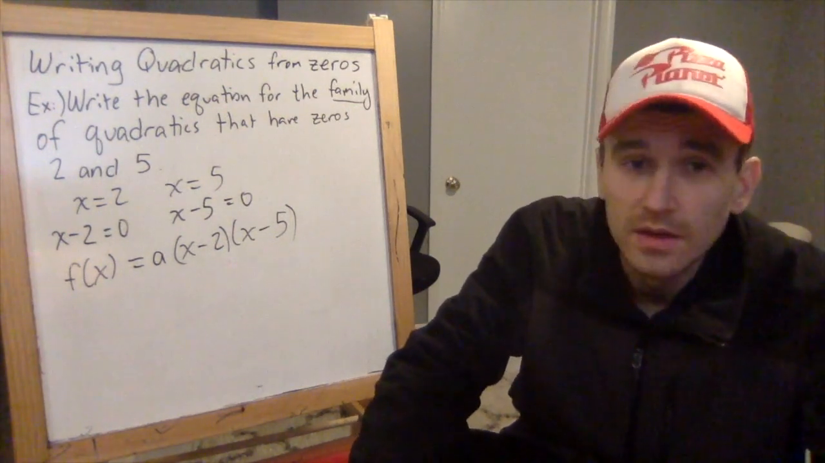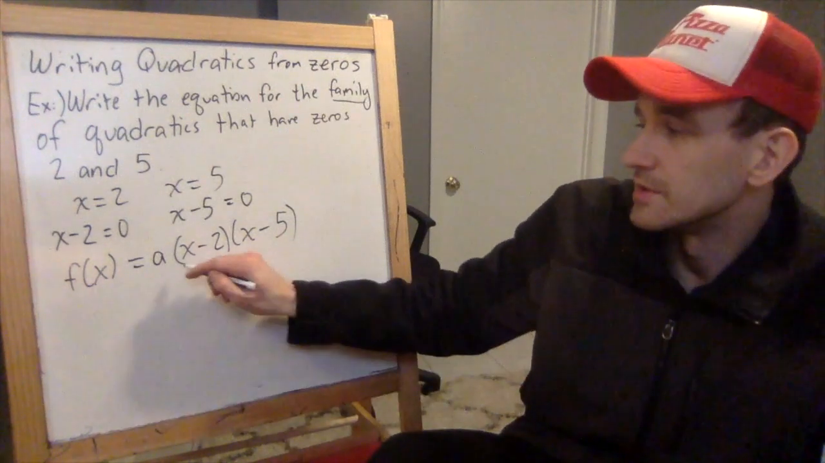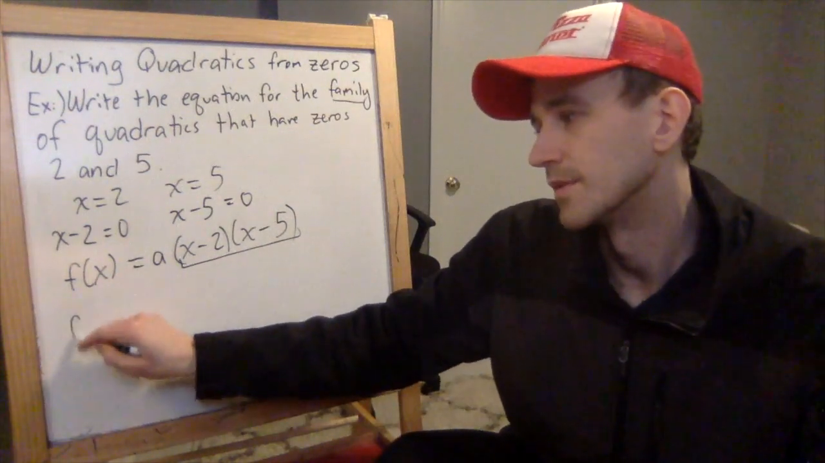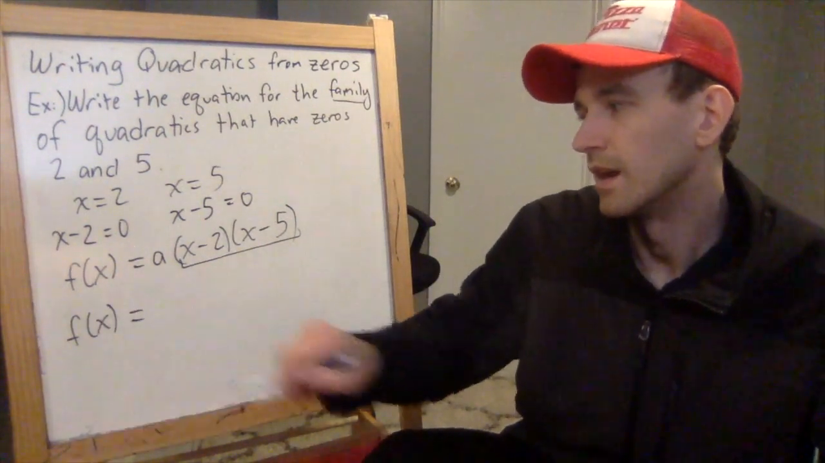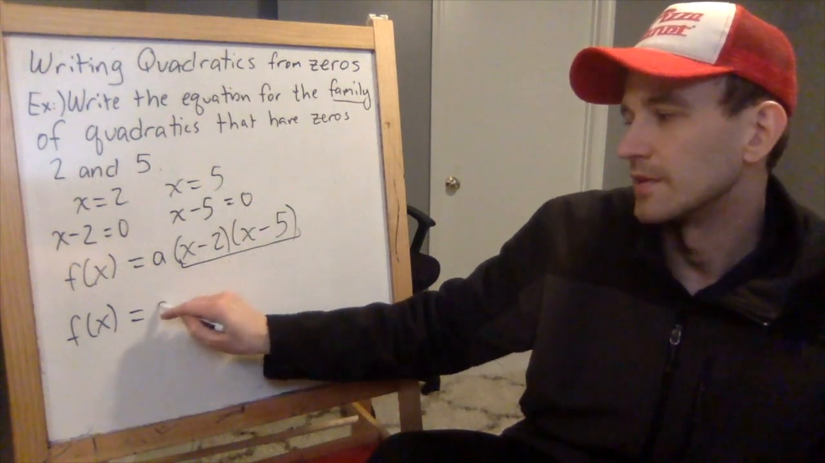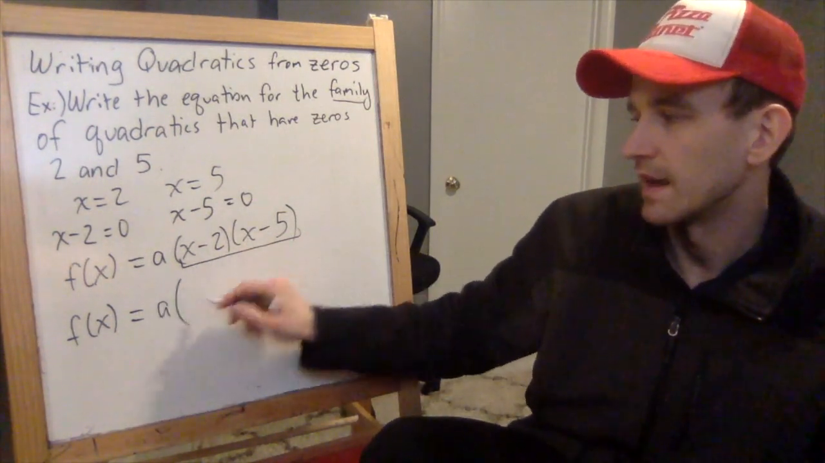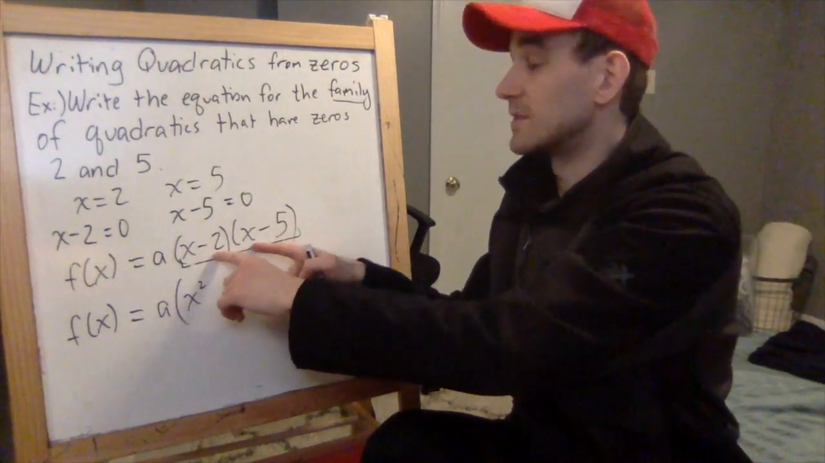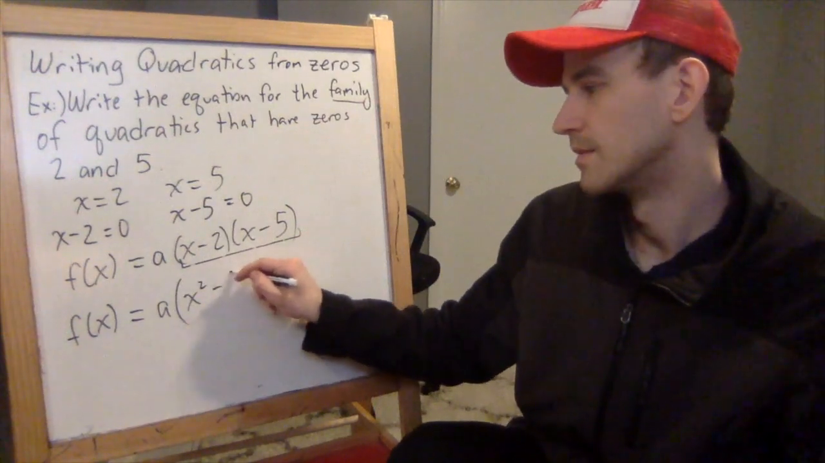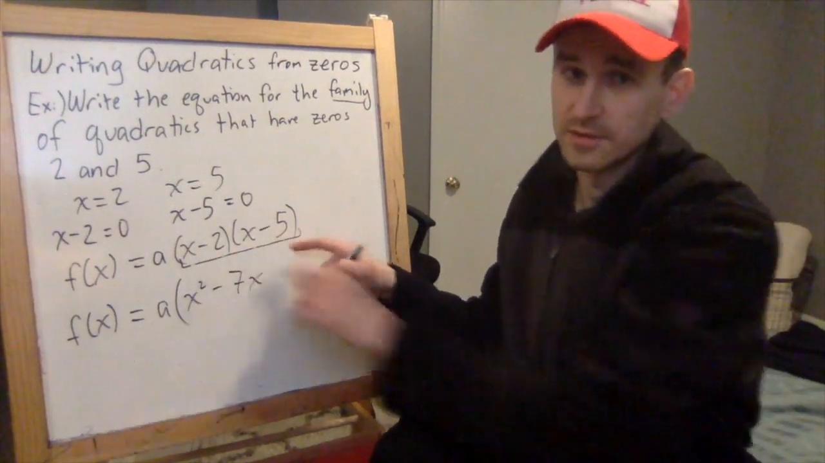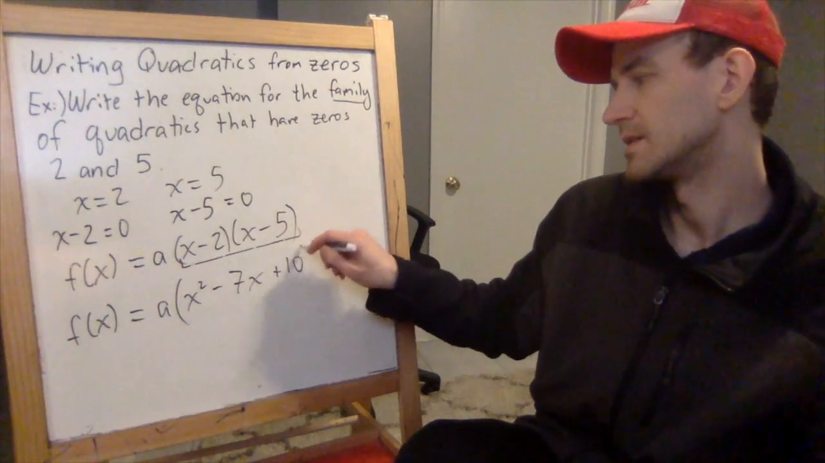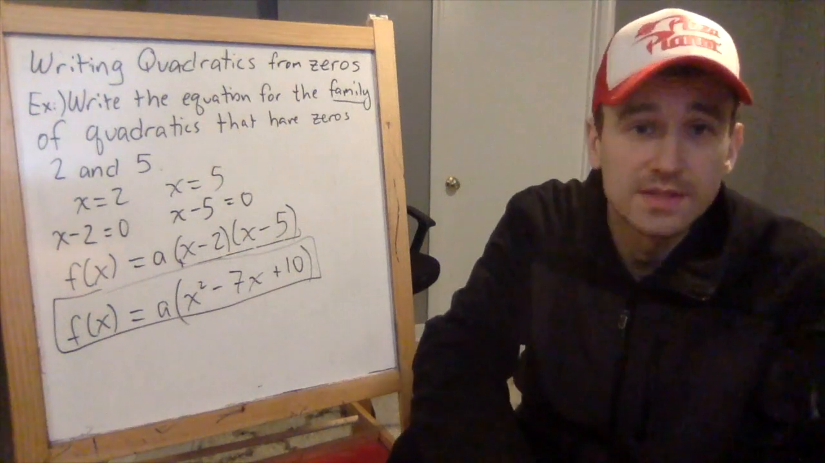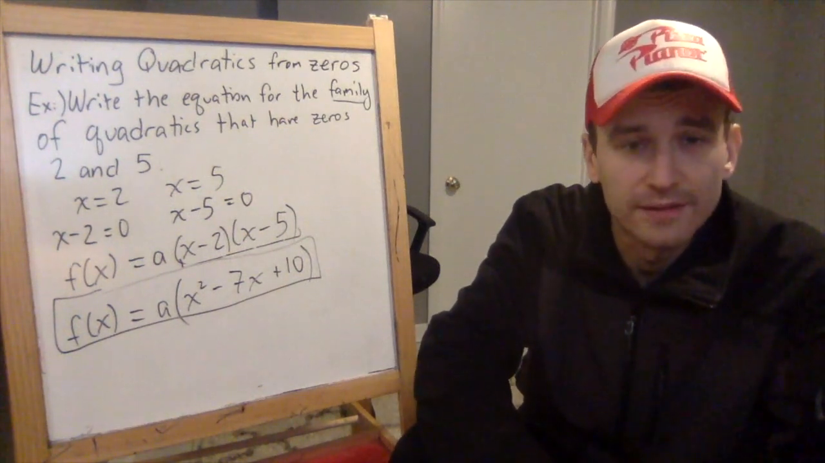Generally, when you're doing one of these problems, I am going to want you to expand, multiply this out to put your answer into standard form or as close to standard form as you can. So in this case, our family of quadratic functions is a times x squared minus 2x minus 5x, which adds up to minus 7x, and then negative 2 times negative 5 gets you 10. So this right here is an equation for the family of quadratics that have zeros at 2 and 5.